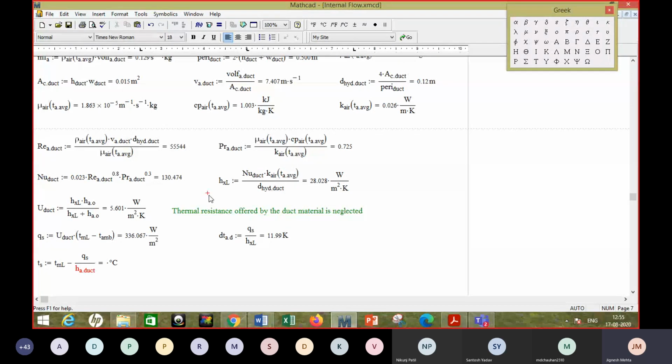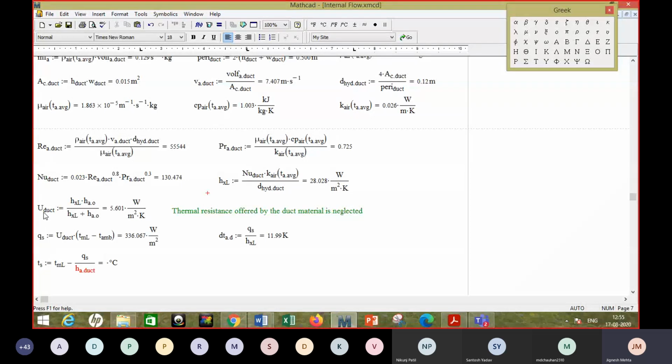So Nu k by D gives you the heat transfer coefficient, which is coming out to be around 28. You can see, even though the air is having moderate velocity, it is still giving you a low heat transfer coefficient. It's just 28. Outside it was 8, and here it is 28. Right. So what will be the overall, like the total, 1 upon h_XL and 1 upon h_O? Those are the two resistances. You add the resistances and then take the inverse of that.